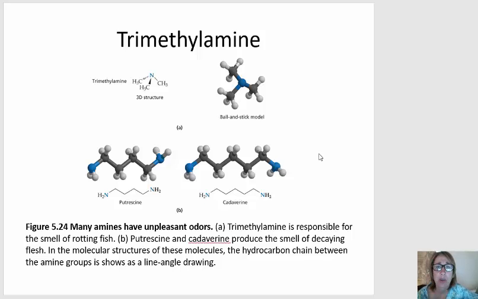A distinctive characteristic of amines is their foul odors. At the bottom of the slide, we see the structure of putrescine and cadaverine, two amines that are often given off when rotting flesh, such as muscle that contains a lot of protein, gives off. And if you've ever smelled rotting fish, then you know what an amine smells like.